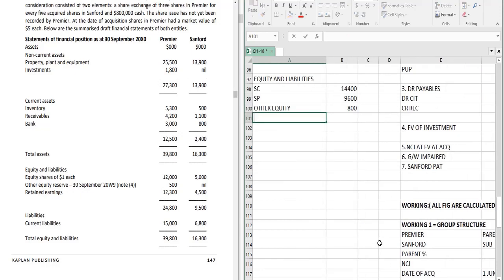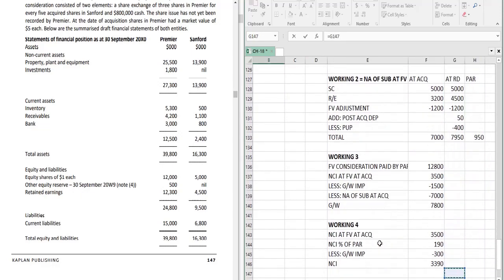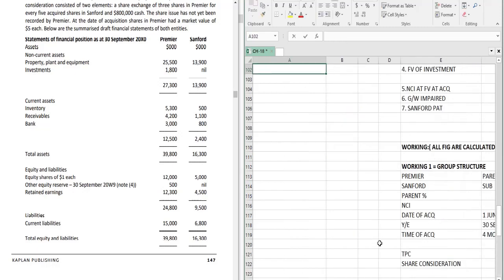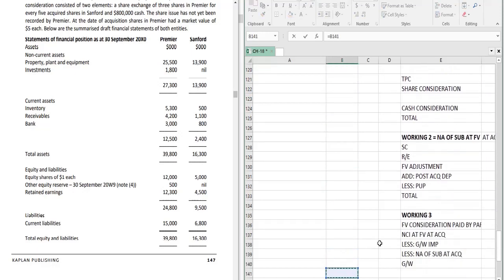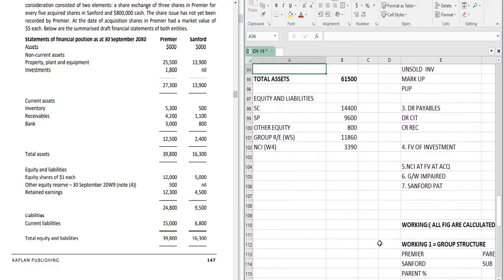Okay, group retained earnings we have calculated in working 5. We will just write down W5 as an indication of the calculation figure. Then we will write down NCI which we calculated in working 4. So again we will go through it. Okay, yeah, it's done. So total sum.